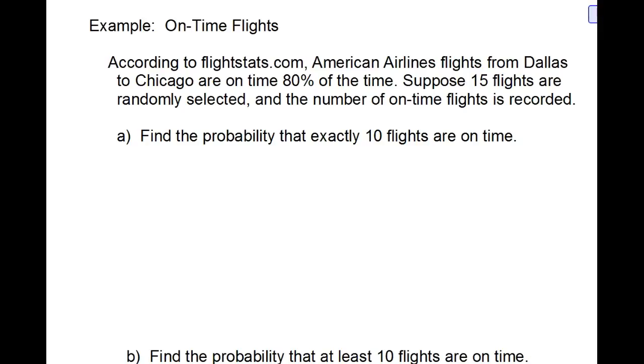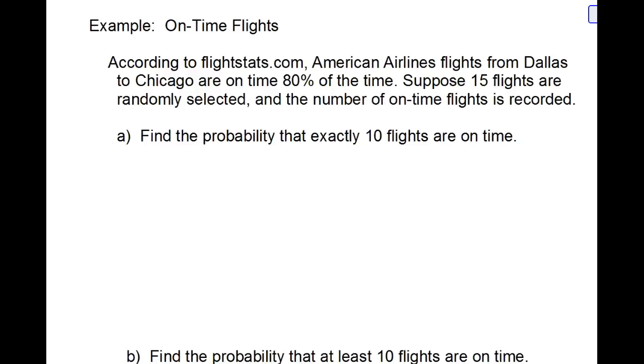So let's look at on-time flights. According to flightstats.com, American Airlines flights from Dallas to Chicago are on time 80% of the time. Suppose 15 flights are randomly selected and the number of on-time flights is recorded.